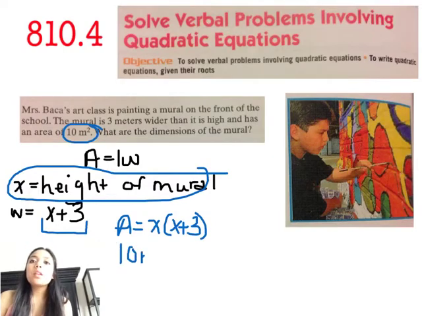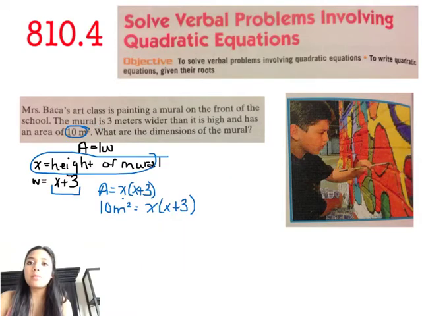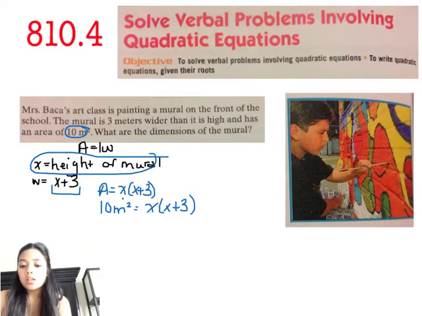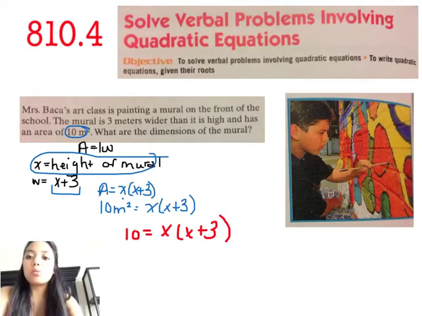So, Mrs. Baca's art class is painting a mural on the front of the school. The mural is 3 meters wider than it is high and has an area of 10 meters squared. What are the dimensions of the mural? So to find the dimensions of the mural, you have to write and solve an equation by using the formula of the area of a rectangle. Area equals length times width.